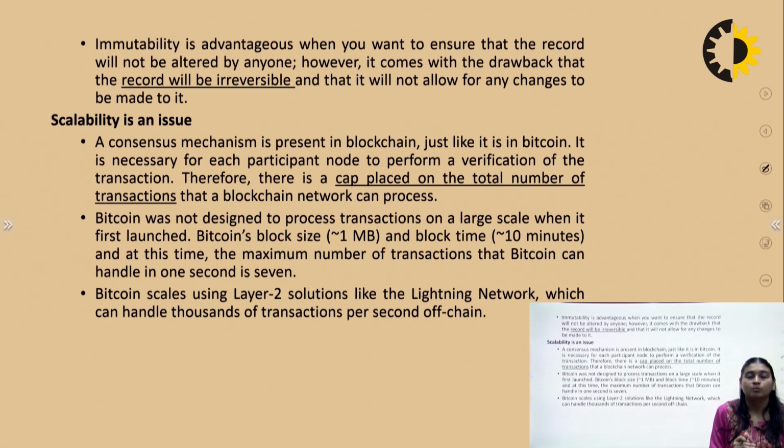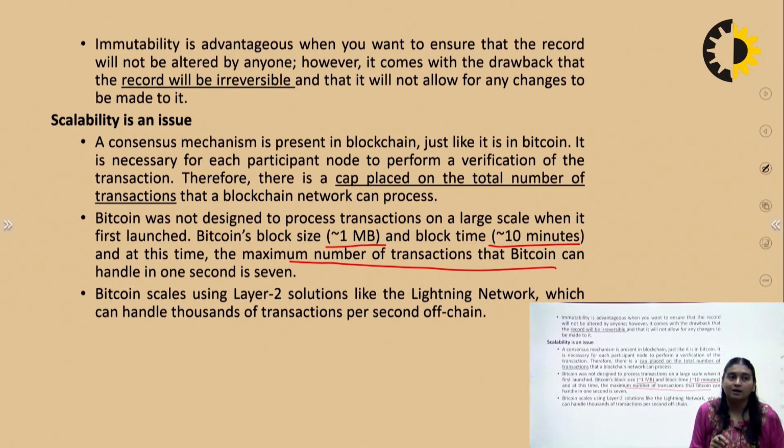Fine. So by scalability, we are trying to increase the capacity. Bitcoin was not designed to process transactions on a large scale when it was first launched. Suppose the Bitcoin block size is 1 MB and the block time is 10 minutes. At this rate, the maximum number of transactions Bitcoin handles in 1 second is just 7. These are some of the factual information you can cite under scalability, or while you are trying to justify how scalability is an issue.